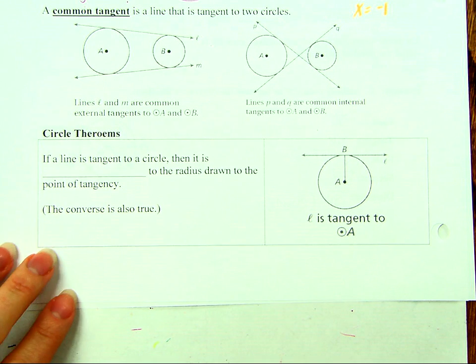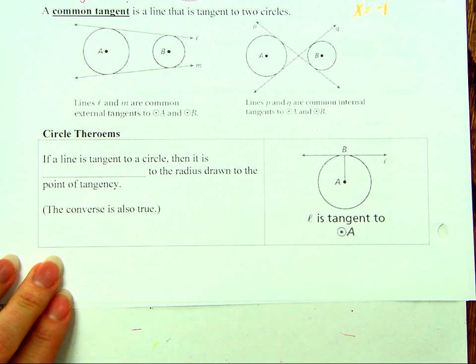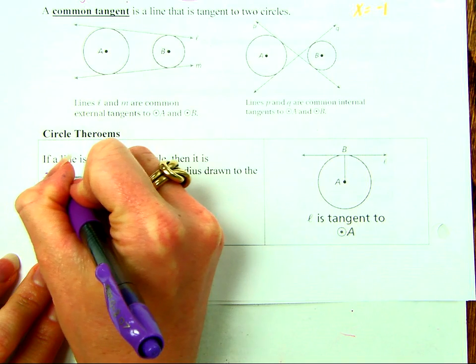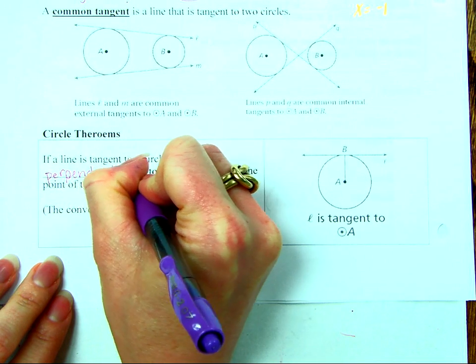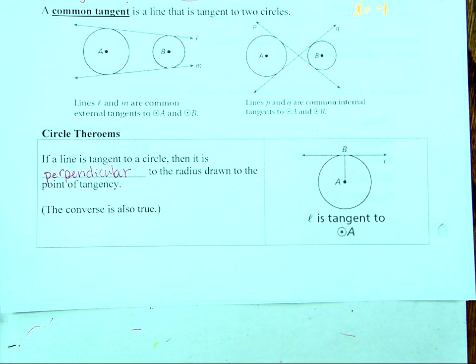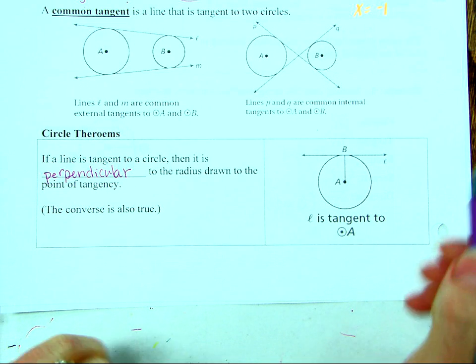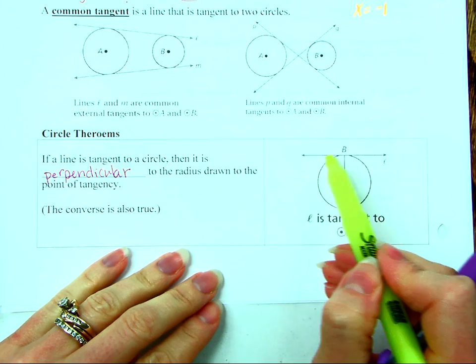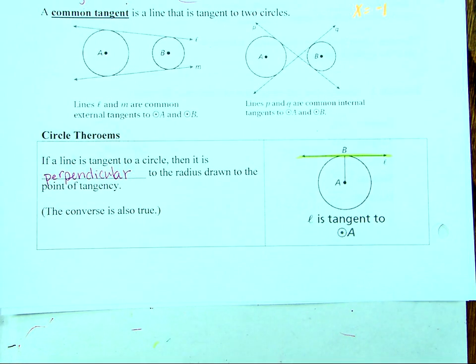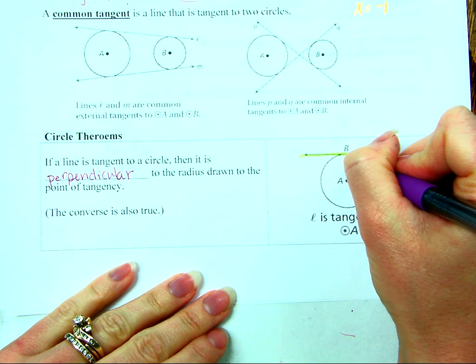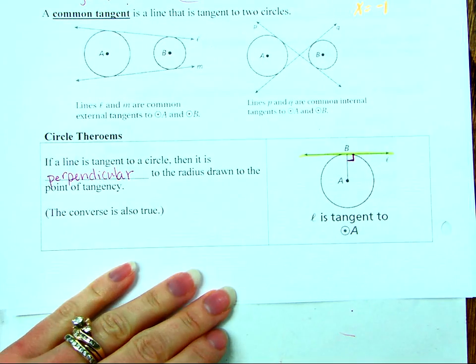If a line is tangent to a circle, then it is perpendicular to the radius drawn to the point of tangency. The converse of that is also true. So if your tangent line is drawn to your circle, what they're saying is that the way that it's going to meet our radius, it's going to meet at 90 degrees.